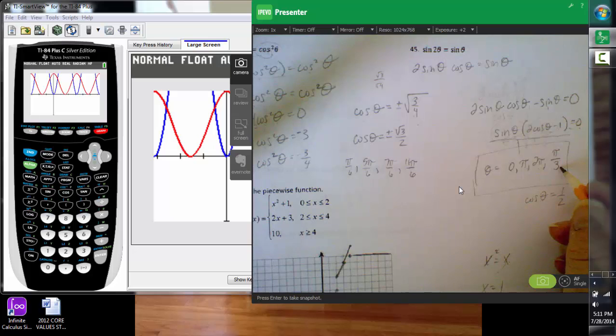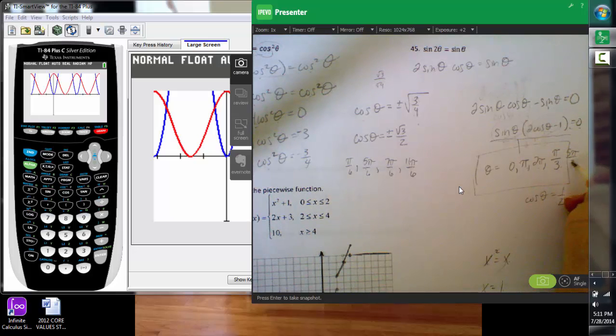And is that the only answer? Because cosine's also positive in the fourth quadrant. Why didn't I use that as an answer? I think it should also be 5 pi over 3.